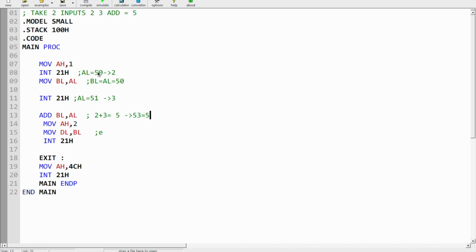To turn 50 into 2, we need to subtract 48. To turn 51 into 3, we also need to subtract 48. Again, if we want to turn 5 into 53, we have to add 48. So this number 48 is very important. It's also the ASCII value of 0.